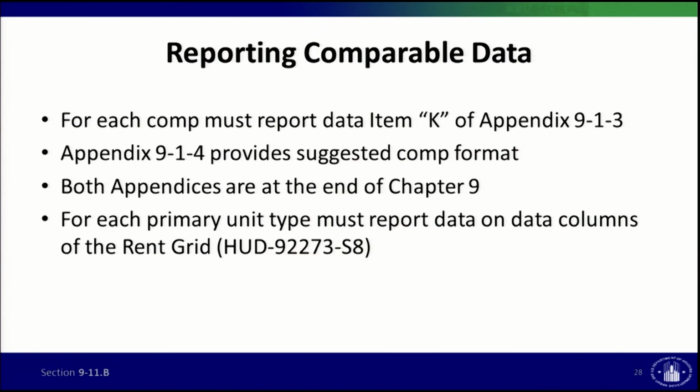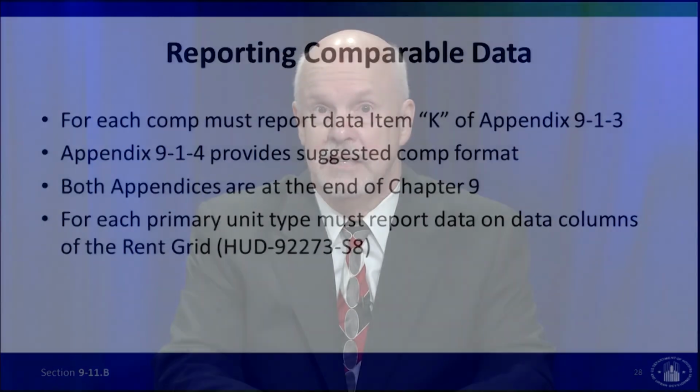Once all of the data has been collected, then it's time to report it in line with the guide. Reporting the data. For each comp you select, you must report the data, all of the data, that's in line K of Appendix 9-13. And for ease of reporting, this next appendix, 9-14, provides a suggested format. Both of those appendixes are at the end of Chapter 9, so it should be easy to find. Please remember that for each primary unit type, you must report data on all data columns of the rent grid.